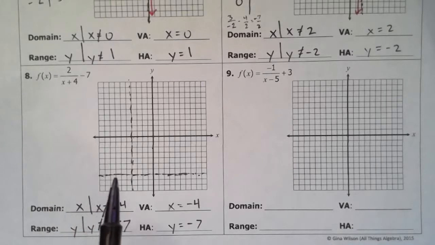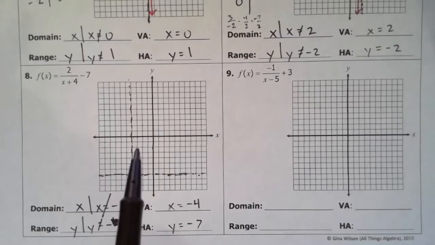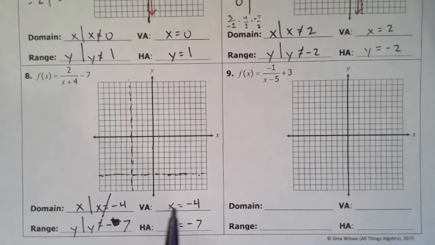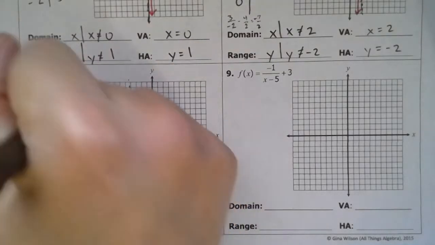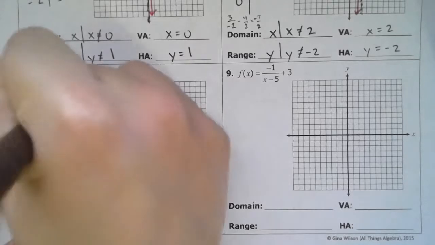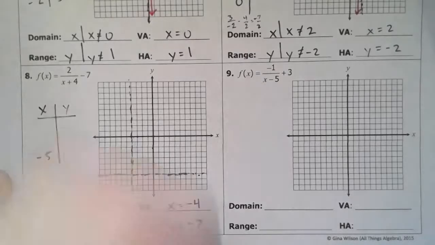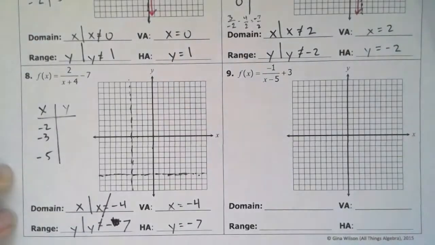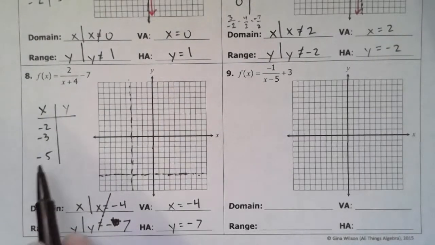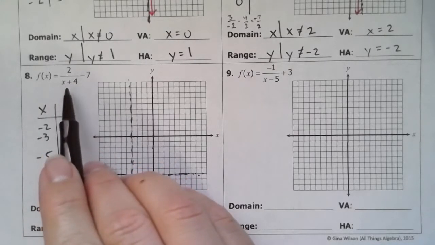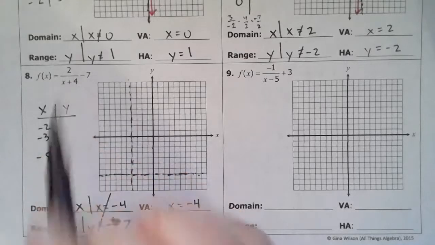what you could do is just plug in just one value, and that would be the first one going off to the left of the vertical asymptote. So I'm at negative 4, so you could plug in negative 5, and then negative 3 and negative 2. So at negative 5, when I plug in negative 5 here, I'm getting 2 over negative 1, which is just negative 2, and I get negative 7.